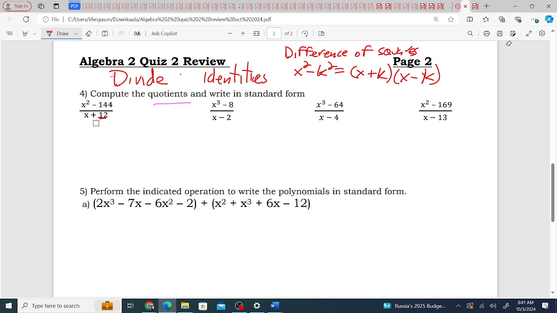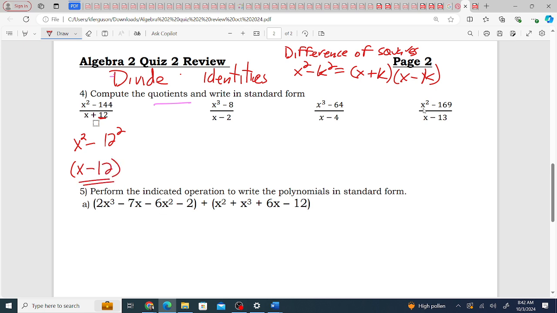Okay. So I've got this problem is x squared minus what squared? 12. If you didn't know, you look down there for the hint. That's 12 squared. And so now I just plug in my identity. Well, I've already got x plus 12. That takes care of that. So then what's left? X minus 12. That's my answer.